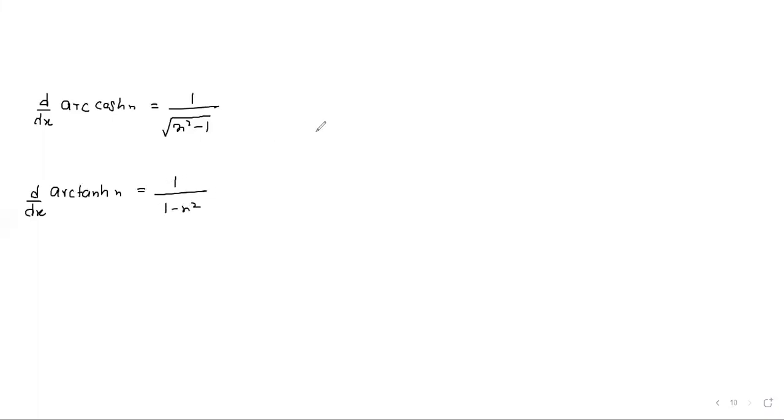Right. Over here, we need to differentiate arc cos x, which is equal to 1 over square root of x squared minus 1. You can use the same technique and you can prove this theory. Same thing as we did in the previous case, right? We'll come to this: d by dx of arc tan x. The formula for arc tan x is 1 over 1 minus x squared. So we need to work this out.